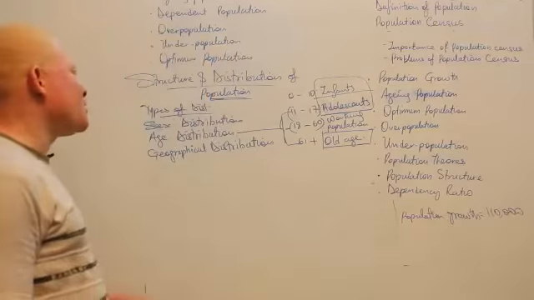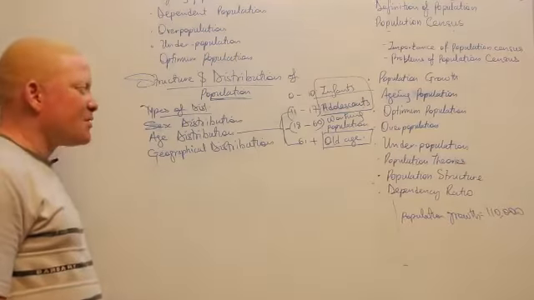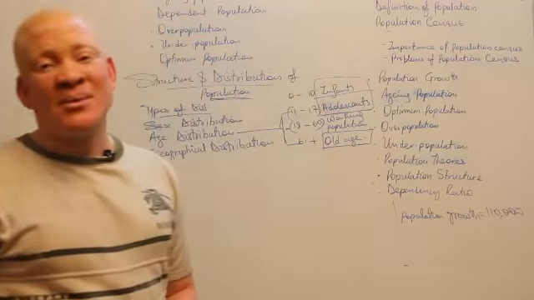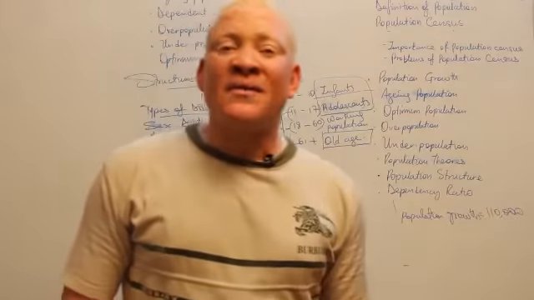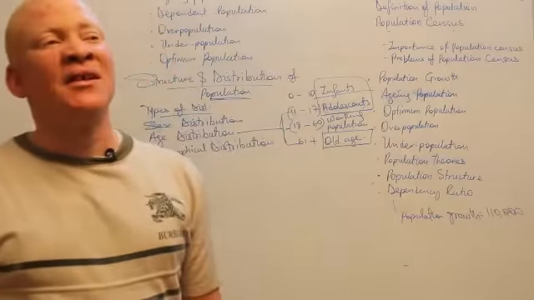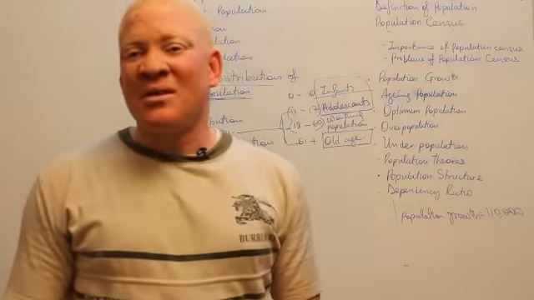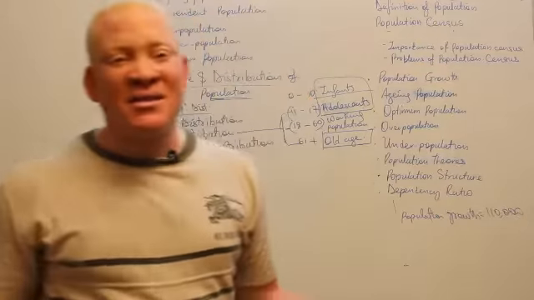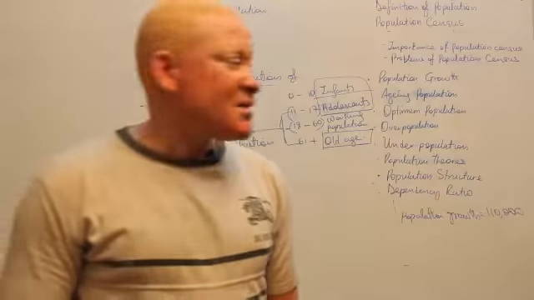Now, the last one is geographical distribution of population. This is the distribution of population based on geographical contiguity or geographical locations of where people live. So different areas, different population sizes.